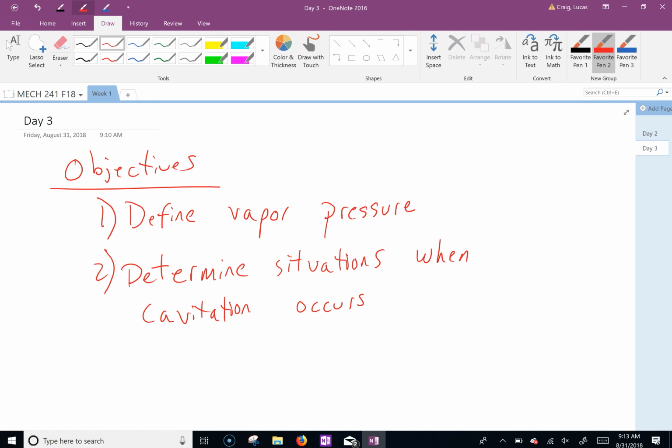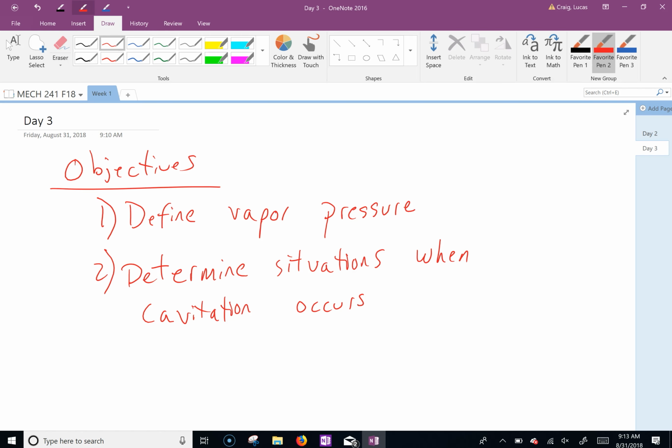What else did we talk about? Mach numbers, speed of sound. Okay, so those are all generic properties that we use and talk about throughout the whole fluids. So if you ever hear fluids, those are the main concepts.